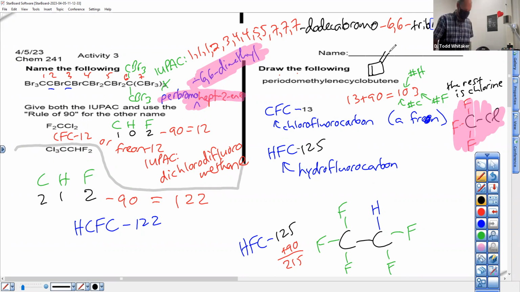And you're not done, because you've just drawn methylene cyclobutene. What do you have to add to it to make it per-iodomethylene cyclobutene? Iodine. How many iodines on this carbon? 2. How many iodines on this carbon? Same answer. How many iodines on this carbon? 1. There's your answer. Glad you spotted that. Now I think we're done.